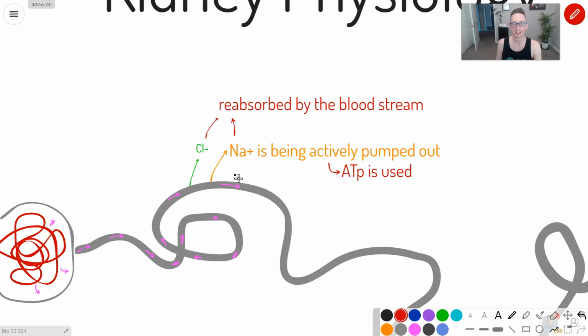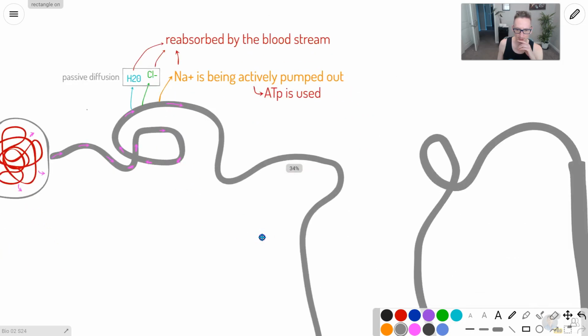And it'll be reabsorbed. And if you're pumping out salts that are charged, this means that water is also going to follow them too. So these are passive diffusion. Water is also going to follow them as well. And some of the water will also, guess what, be reabsorbed, right? And these two are passive diffusion. Pretty cool. Okay? So that's what's happening up here.